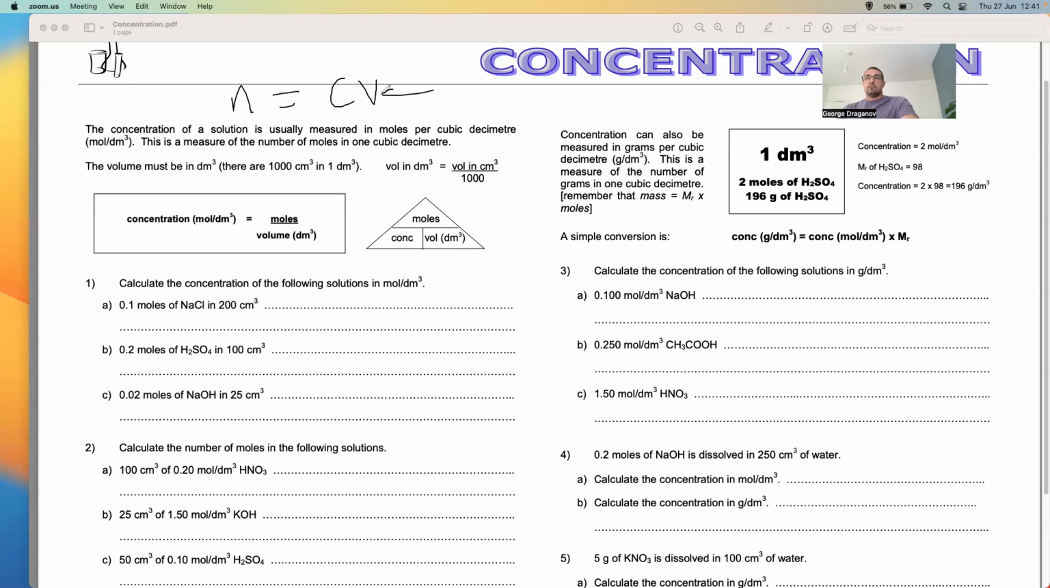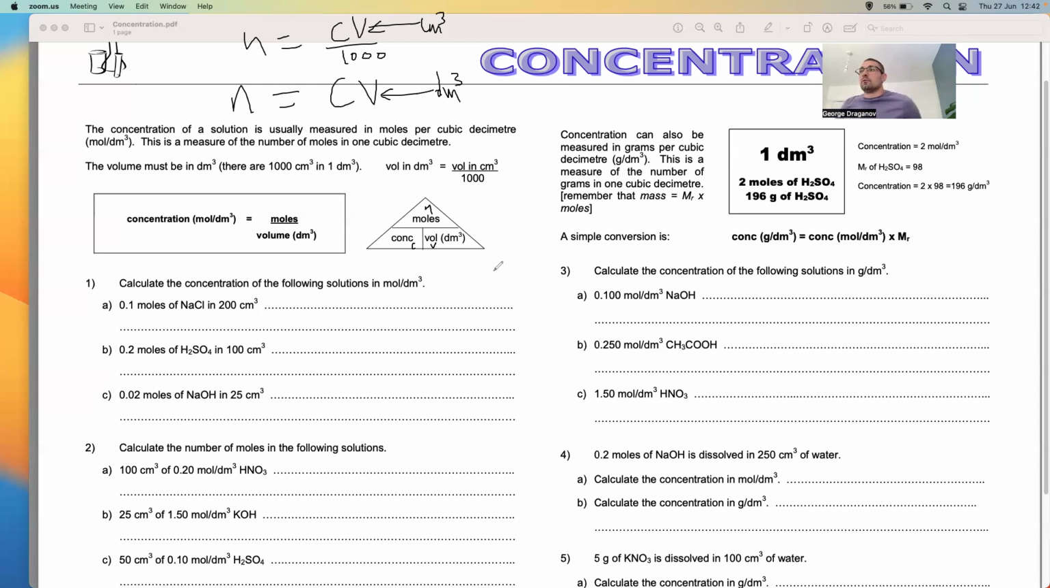The disclaimer is that volume must be in decimeters cubed. So probably 90% of the time, they're going to give you centimeters cubed. So you will need to divide the volume by 1,000 before you put it into here. So some people like to say moles equals CV over 1,000, if this is in centimeters cubed. Now, this is the triangle for those of you that prefer it. So moles is n, C, V.